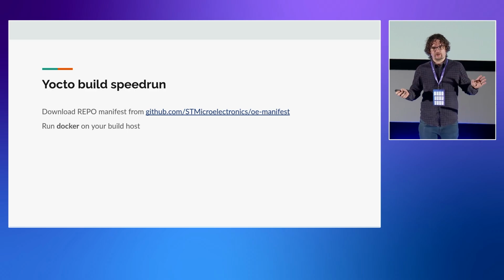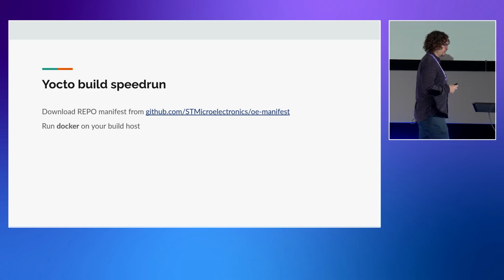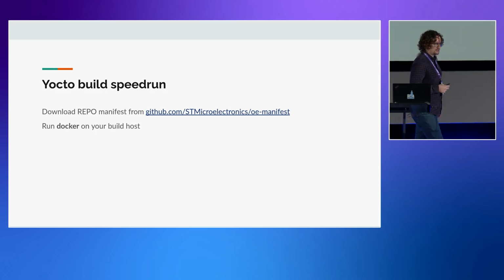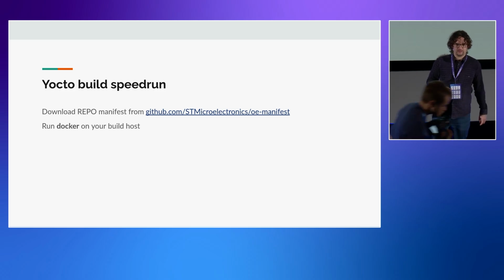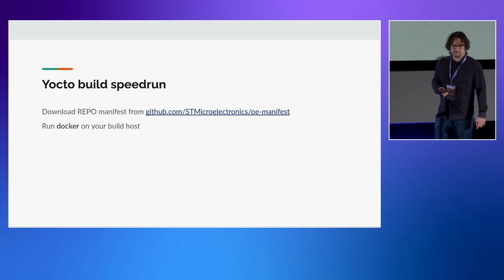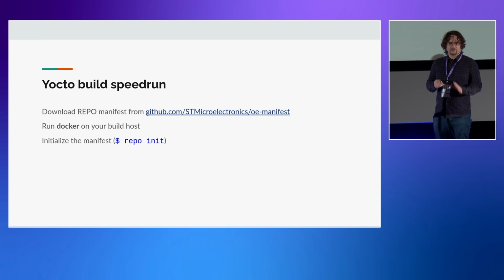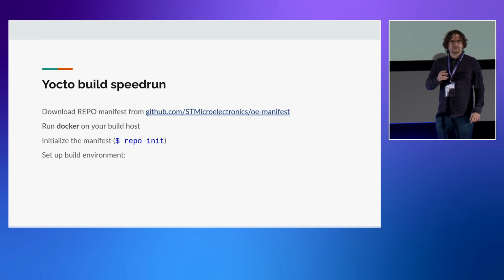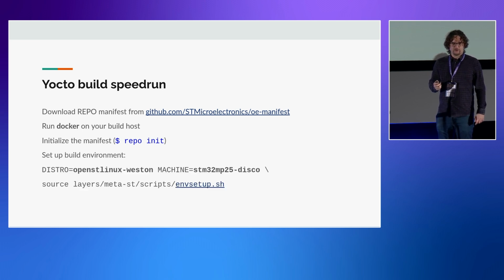Then we run Docker on our host to build it. I recommend running Docker always when working with Yocto, because satisfying dependencies for Yocto is absolutely terrible and almost impossible on your normal workspace. Docker is better. Then we initialize the manifest, setting up the build environment. Of course, the Linux way, some terribly long terminal command. And in here, we are specifying the environmental variables.